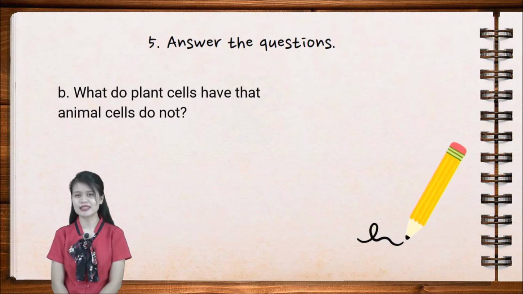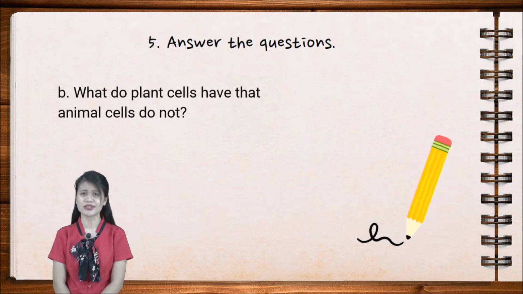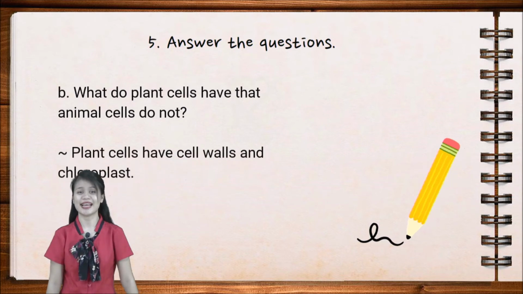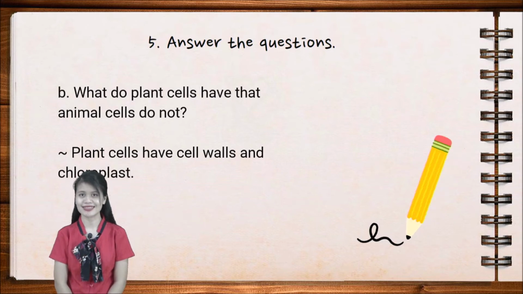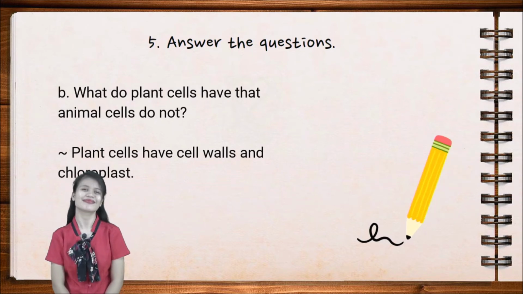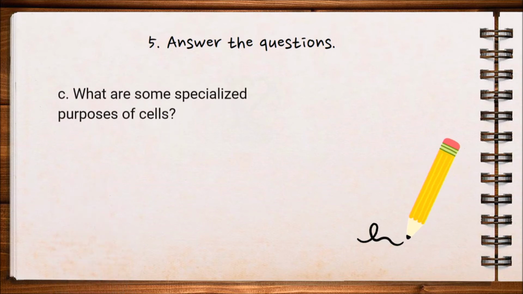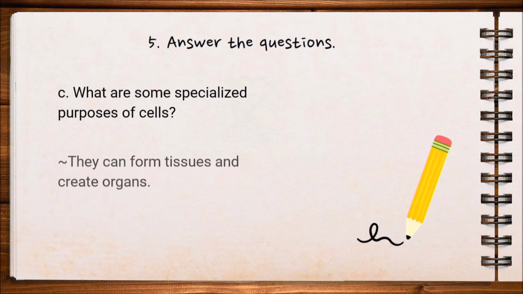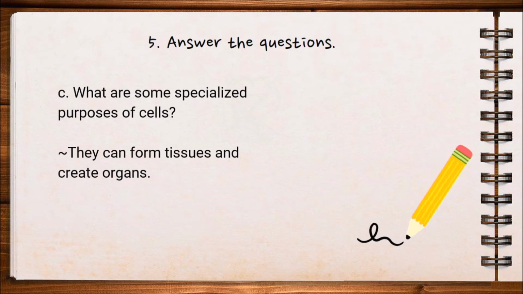Next question, for number 5. What do plant cells have that animal cells do not? If you remember, one of the questions we answered a while back already covered this. The answer: plant cells have cell walls and chloroplasts. Next, what are some specialized purposes of cells, especially in animals and humans? They can form tissues and create organs.